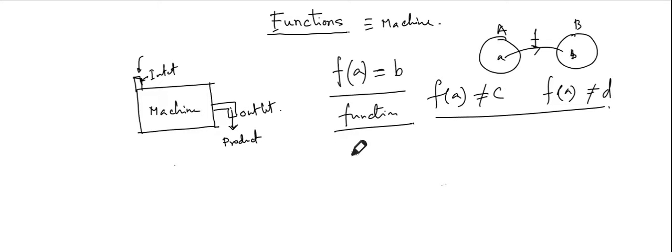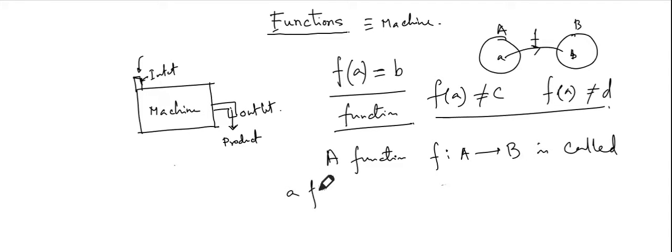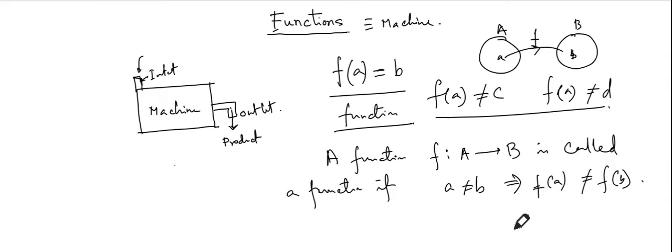Then a function f from A to B is called a function if a not equal to b means f(a) not equal to f(b), where a, b belong to A and f(a), f(b) belong to B.